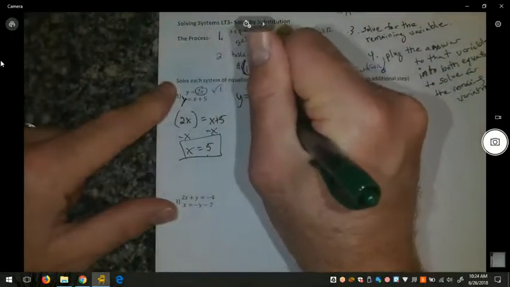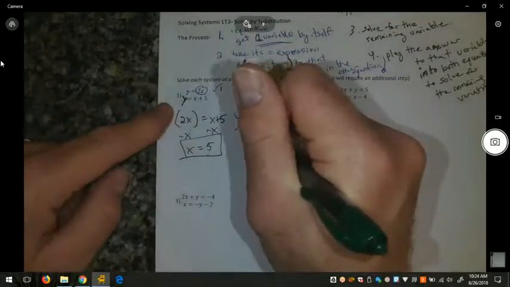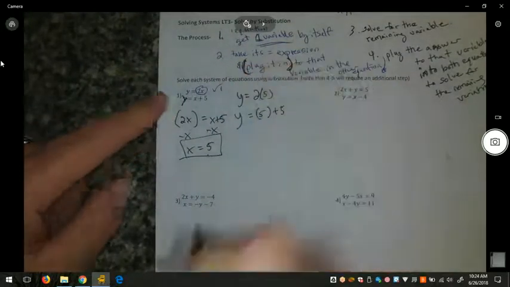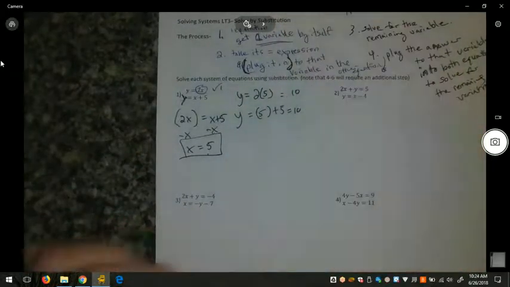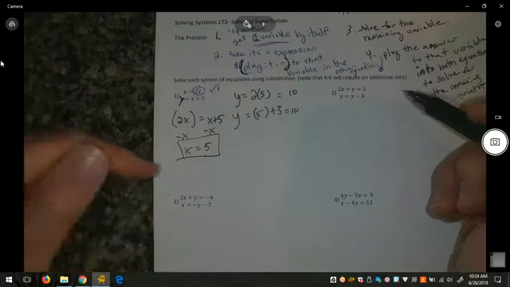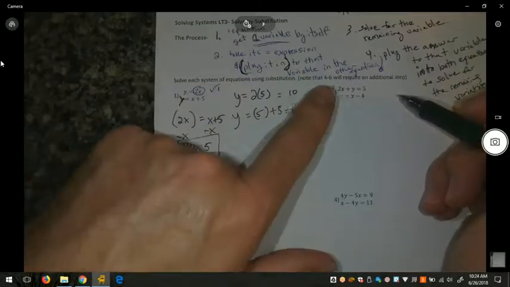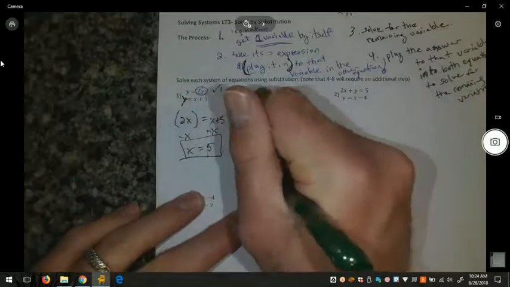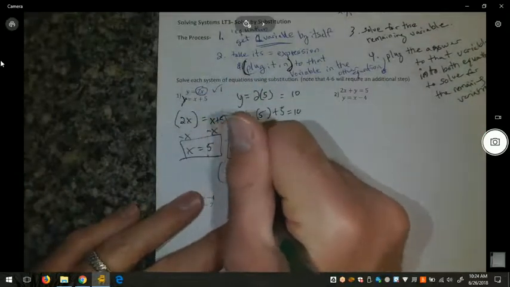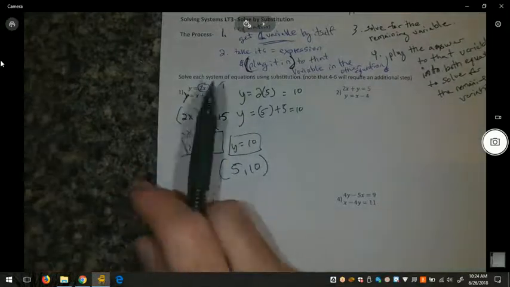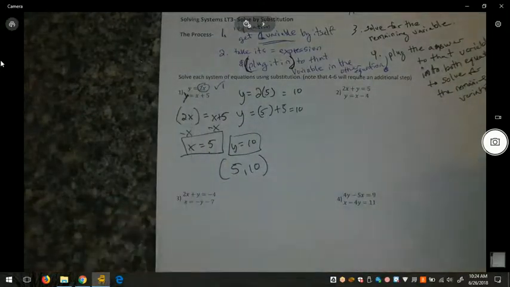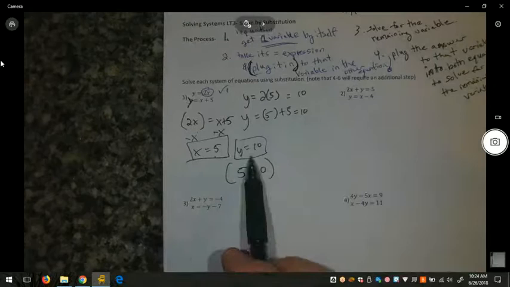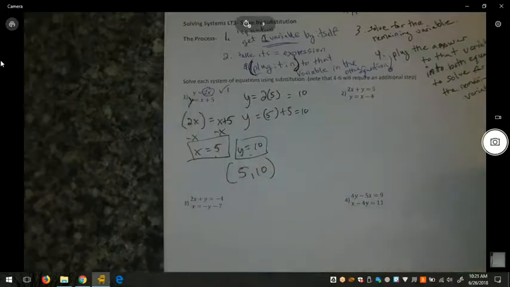I have my answer for x, so I go back up here, y equals 2 times x, so I plug that in parentheses, and this equation, y equals x plus 5. Well, 5 plus 5 is 10, and 2 times 5 is 10. Since both of them gave me the same answer, I know that I have the right value for x, and now I have the right value for y. As an ordered pair, the solution is (5, 10). This would mean that if I were to graph these equations, they're in slope-intercept form, I would get an intersection point at (5, 10). The x value of 5, the y value of 10 makes both of these equations true. Let's take a look at example 2.